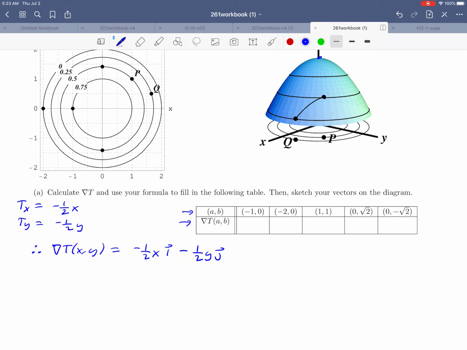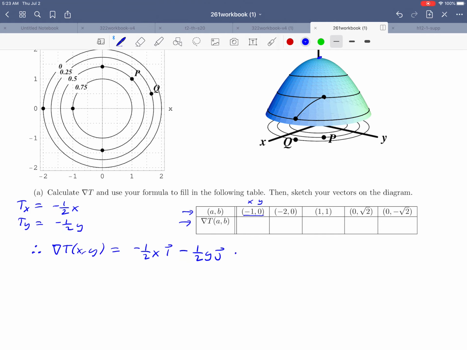Okay, and now that we've got the formula for the gradient, we want to go to the table and just start filling in entries. So we'll start with the point (1, 0). Remember, the 1 and the 0 are just x and y values, so the idea is just to substitute those x and y values into our gradient formula here and see what we get.